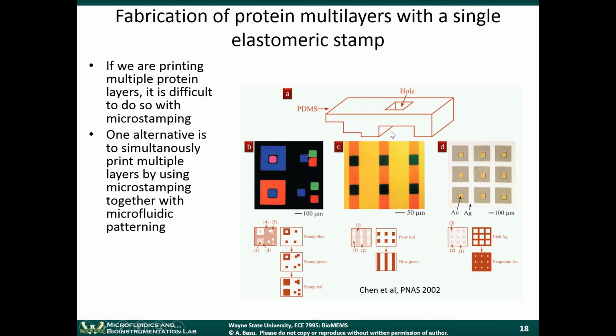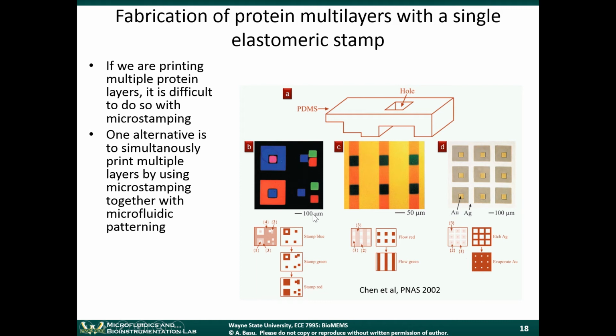At the same time, you could ink proteins onto this surface of the stamp, and that way you could ink a different protein through microstamping. So you're combining microfluidic patterning with microstamping, and you can get some of these more complex patterns. You can see that they actually pattern 3 different protein types right next to one another this way.